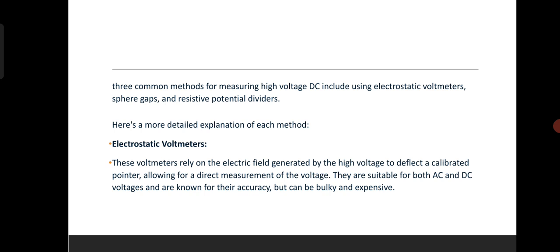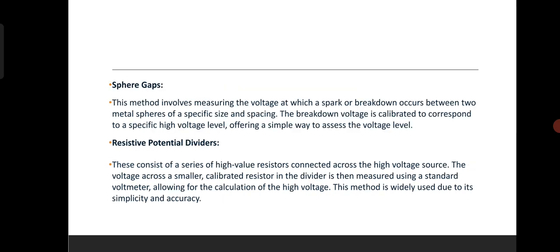Out of these three measuring types, the electrostatic voltmeter gives the most accuracy, but it is expensive because it can be used for both AC and DC voltages. Since in electrical machines accuracy is the most important part, with accuracy the maintenance of the voltage and the current levels can be suitable for high risk purposes.